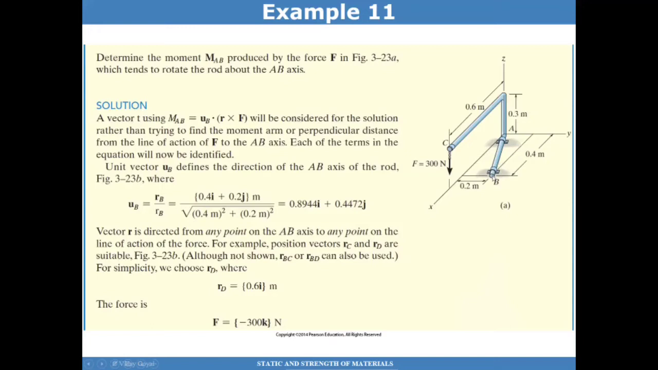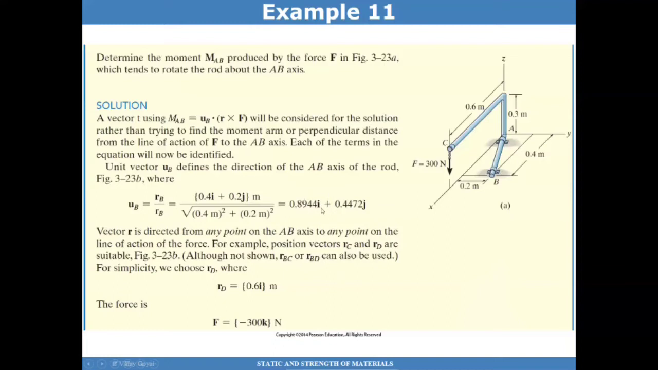If you know the coordinates of point B and the coordinates of point A, it's relatively simple to find the vector that goes along A and B. The coordinates can be used to determine that the coefficient for I hat is 0.4 and the coefficient for J hat is 0.2. I know the distance between A and B, and that's a relatively simple calculation. So now I have a unit vector that defines the direction of the AB axis. That's as simple as dividing this position vector by the distance between A and B, which gives me a unit vector.